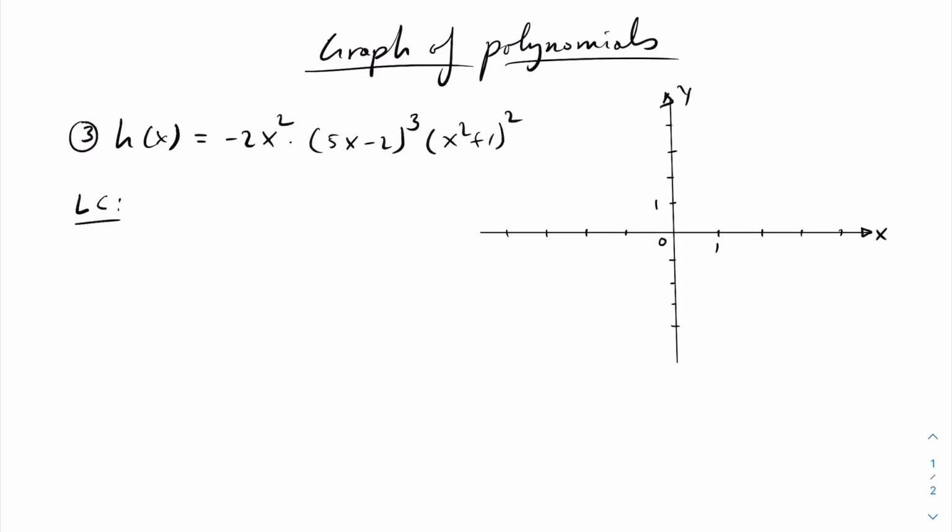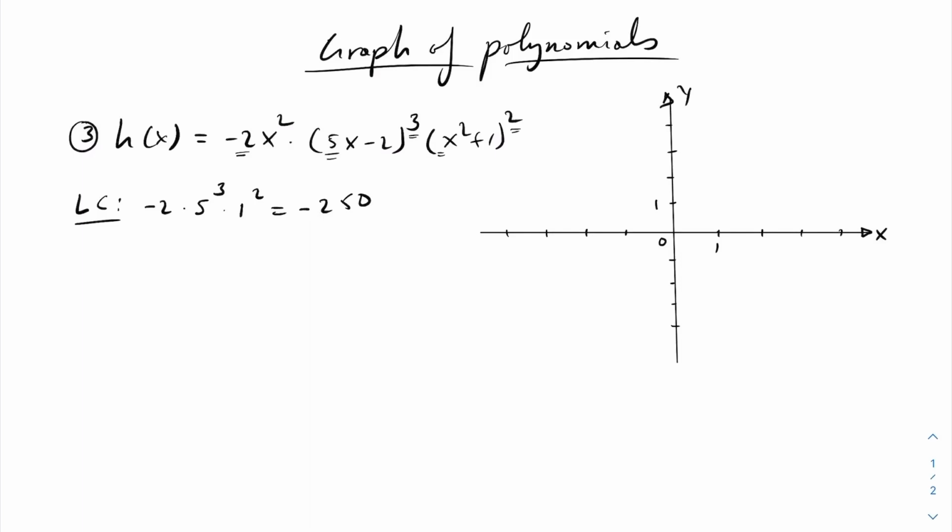And so our first factor here would have a leading coefficient of -2, times our second factor here would have a leading coefficient of 5, and that's going to be cubed because the whole factor is being cubed. And finally, our last factor is going to have a leading coefficient of 1 squared because the whole factor is being squared. And so multiplying all of these things would give us -2 times 125, which is going to be equal to -250.